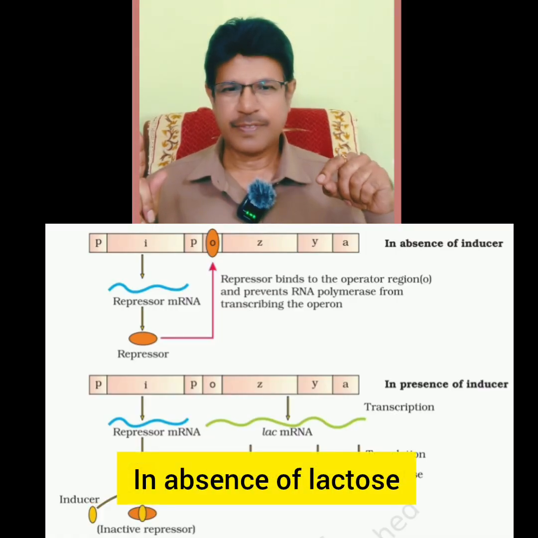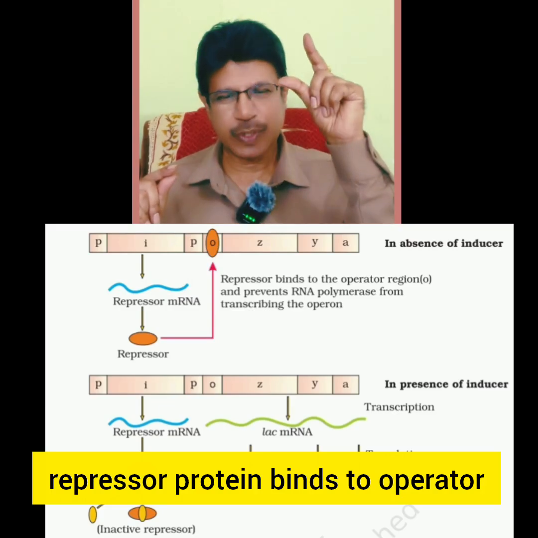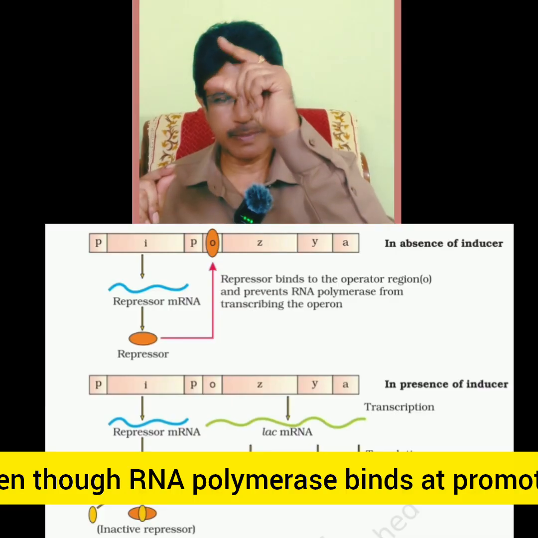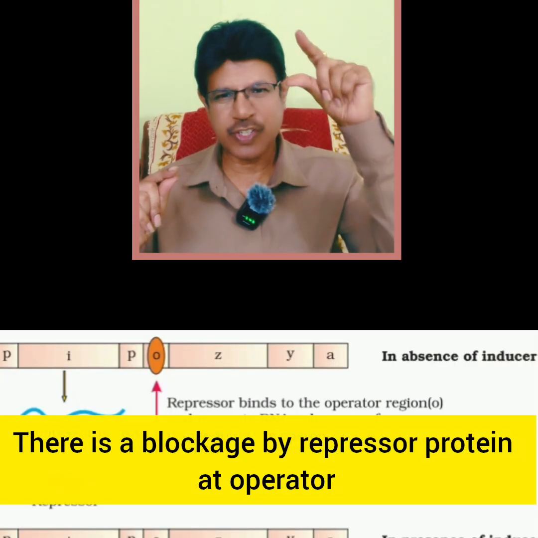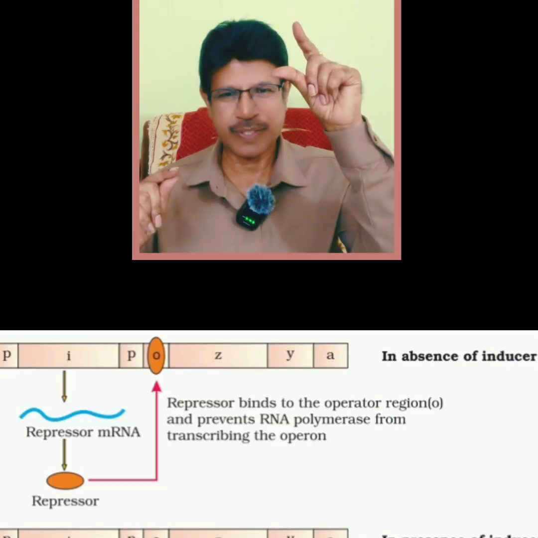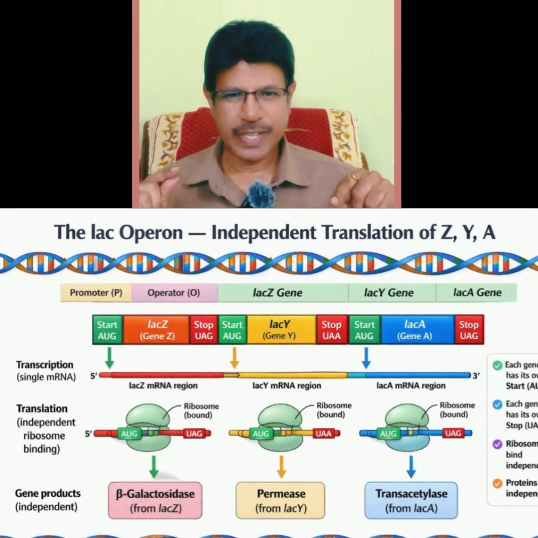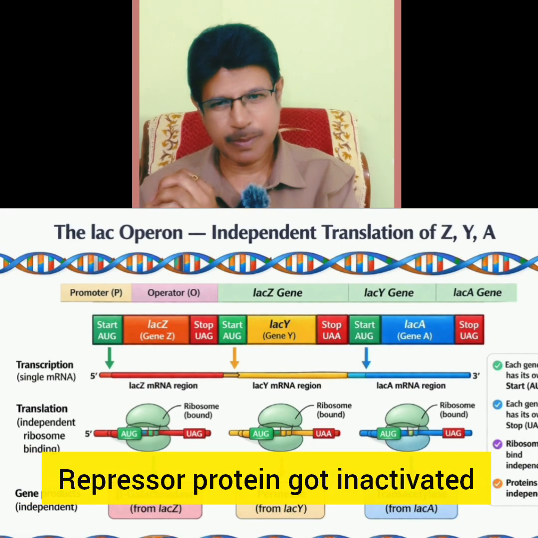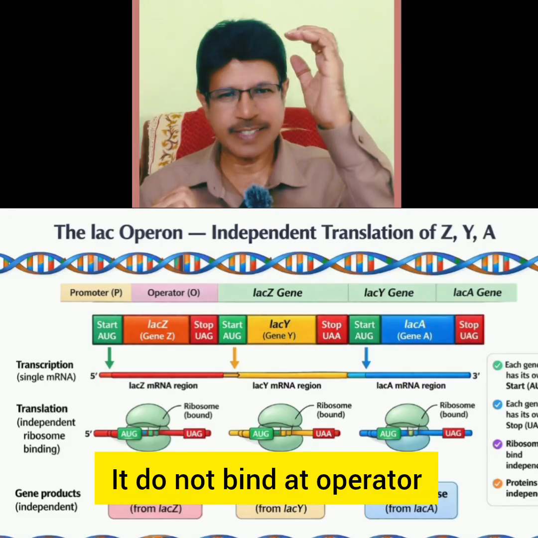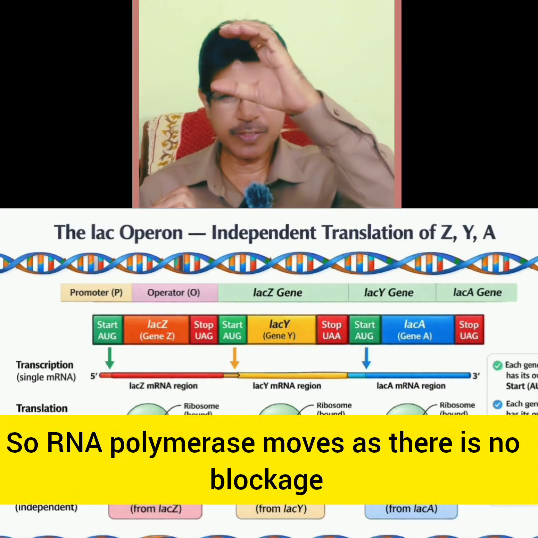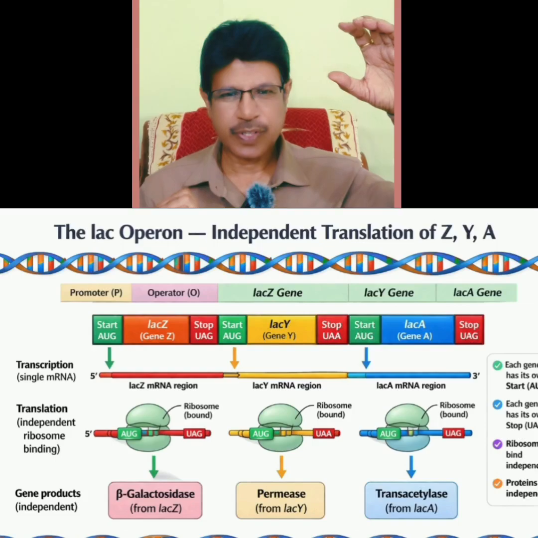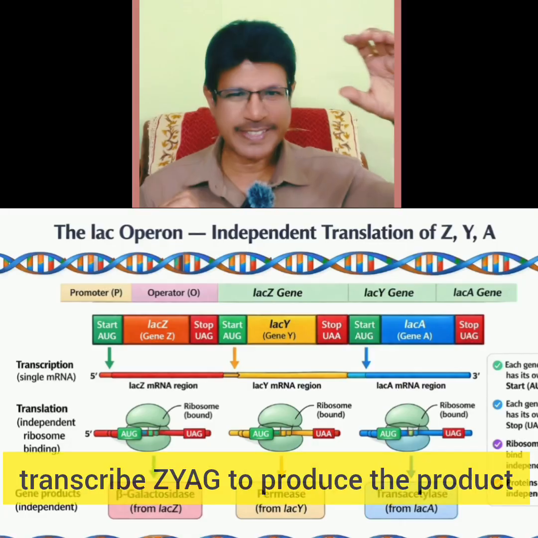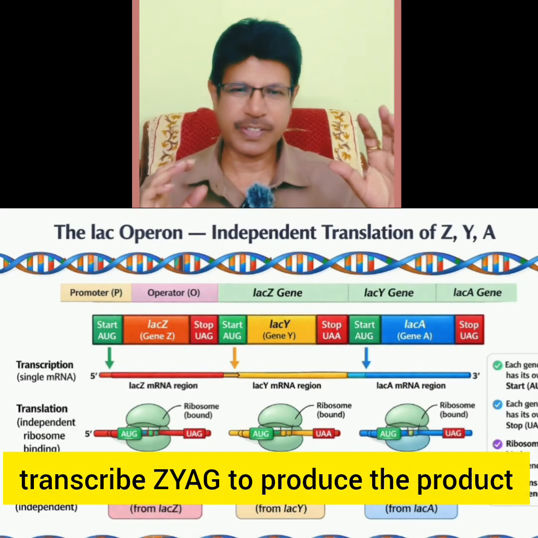In absence of lactose, repressor protein binds to operator. There is a blockage of operator. Even though RNA polymerase binds at promoter, it does not move. There is a blockage by repressor protein at operator. In presence of lactose, lactose is converted into allolactose, which binds to repressor protein, and it gets inactivated and does not bind at operator. So RNA polymerase moves as there is no blockage of operator by repressor protein. It moves along operator and transcribes Z, Y, A genes to produce the product.